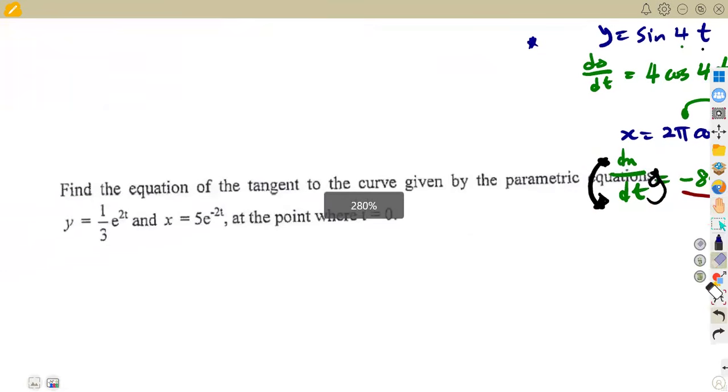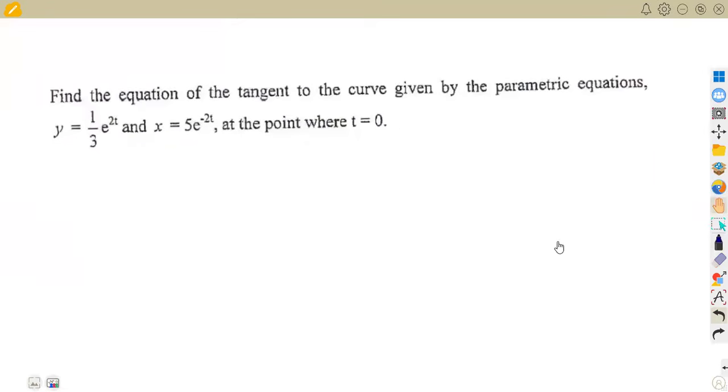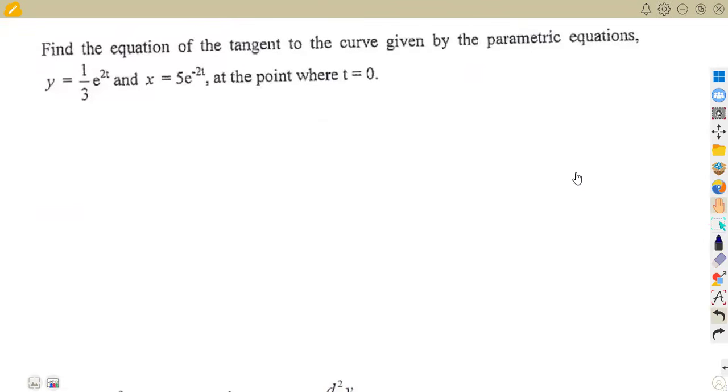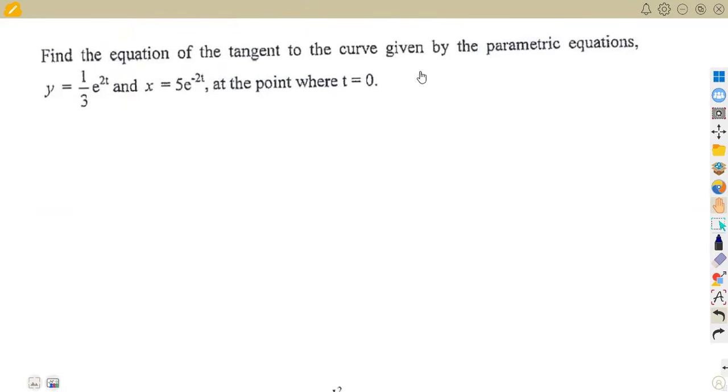If we check here, we've got another question, which is: find the equation of a tangent to the curve given by the parametric equations. So sometimes they can ask you to determine the equation of a tangent.